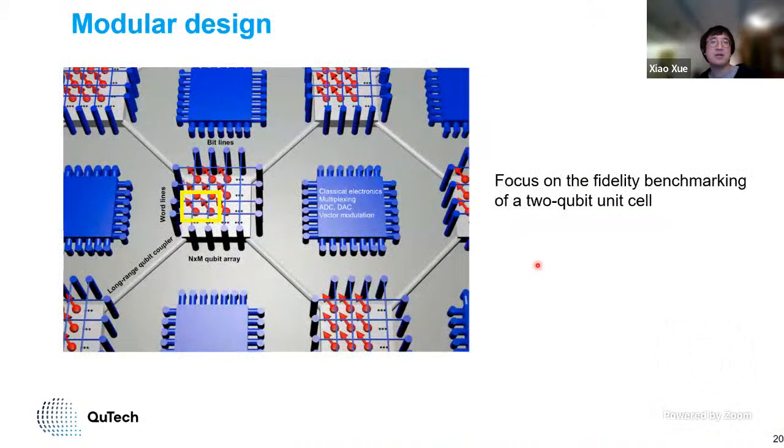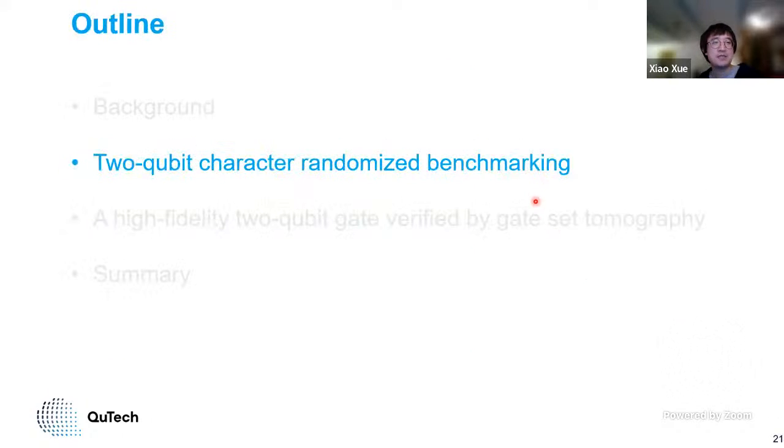All right, so now I'm going to shift my focus a little bit to my work. I spent a bit too much time talking about the background, but I think we have different backgrounds, so it's worthwhile. Now I'm going to shift my focus to fidelity benchmarking of a 2-qubit unit cell. I would like to say that these two works are half of my PhD. So the first work I want to show is the 2-qubit character randomized benchmarking, which I did a few years ago.